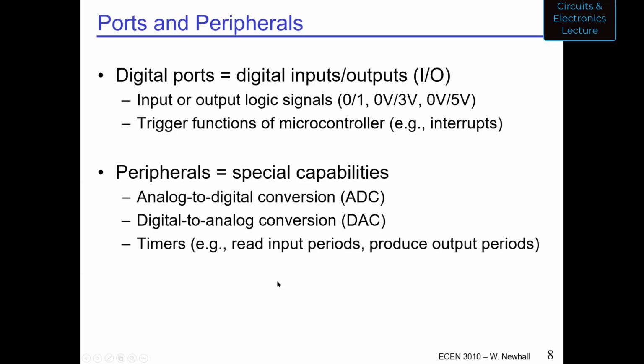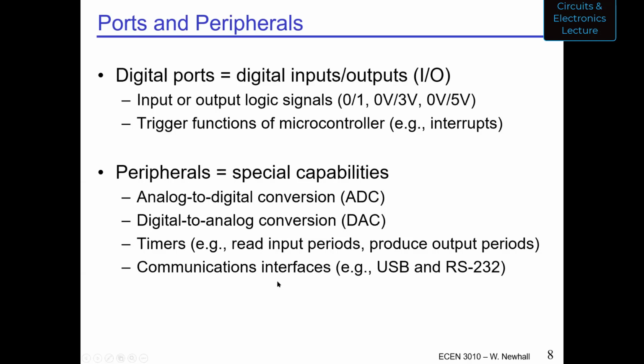There are timers. These are peripherals also. These can read input periods. I showed you that this infrared transmitter, your television remote control, controls the timing and the position of those pulses. Well, you can use timers in a microcontroller to time the periods between pulses and convert that maybe to channel up or channel down. So that's a useful peripheral for communications.